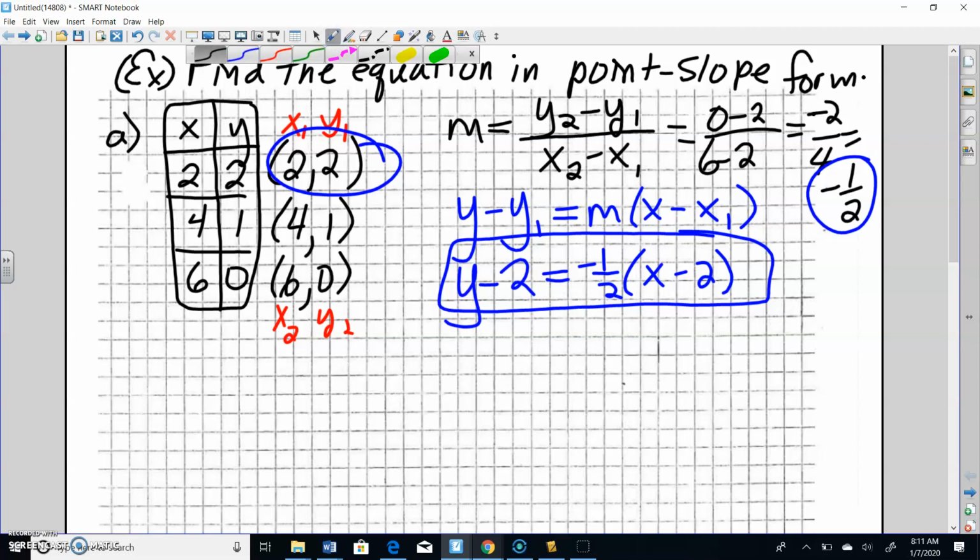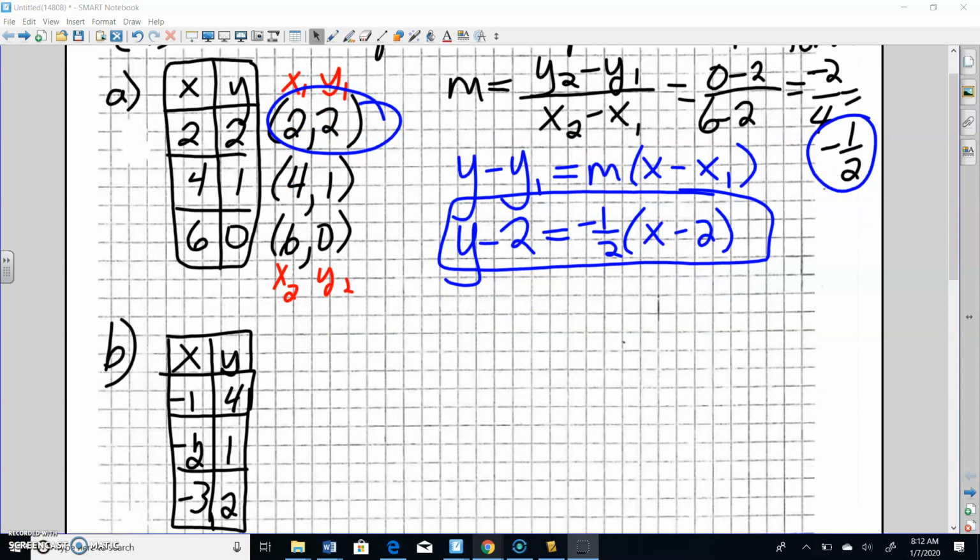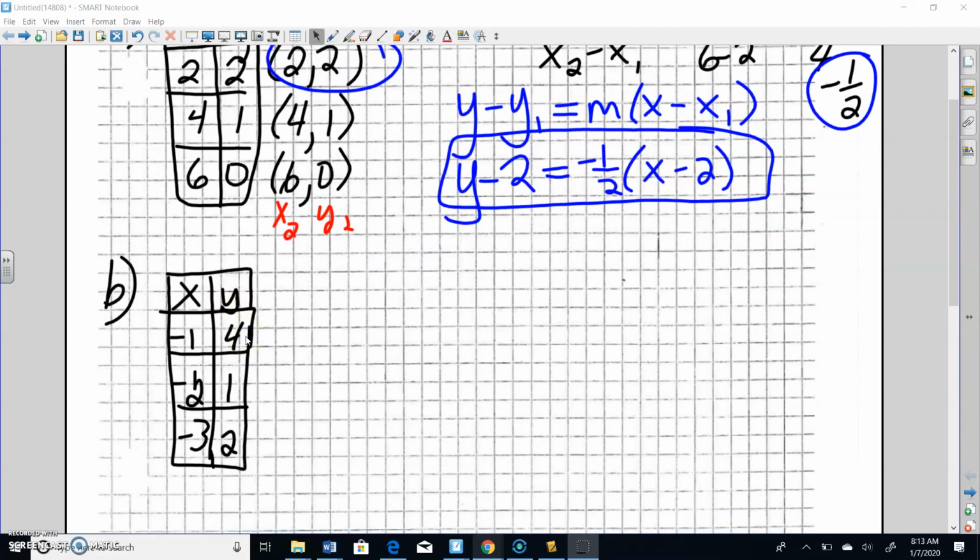You try this one on your own, and then we'll go through it together. Write the points. Okay. So from our table, we have 3 points: negative 1, 4, negative 2, 1, and negative 3, 2. Okay, so then the next step is to do what?